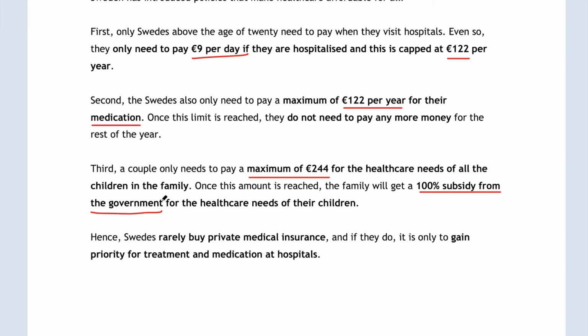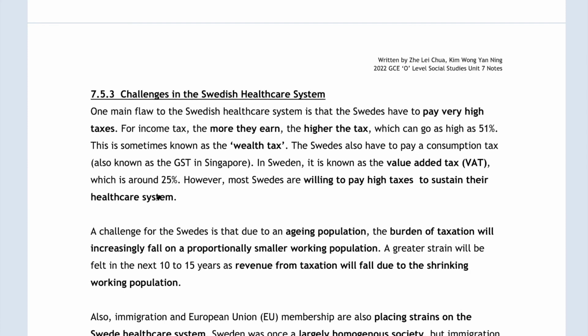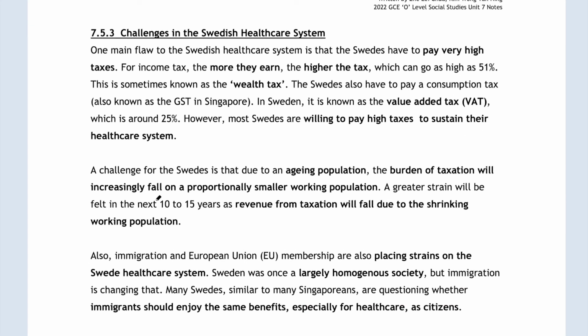So in that case, it is a very affordable system, but it comes at a large cost. This is what we're talking about now. The main flaw is that GST, or in Sweden it is called VAT, value added tax, and income tax are very high. Sometimes it goes as high as 51%. Wow. The more you earn, the higher your tax. This is called wealth tax. So it's a very high tax. VAT is around 25%, compared to Singapore's GST, which soon is 9%, right? Compared to that, this is 25%, people.